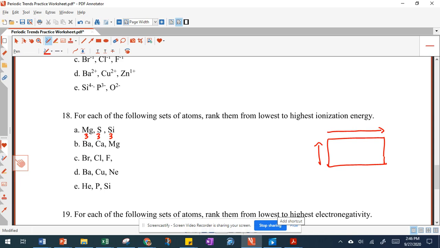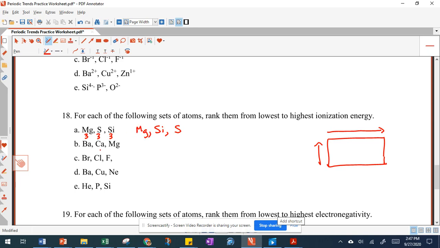So here we notice that sulfur is furthest to the right. So of the 3 of those, that's going to have the highest ionization energy since it has the most protons in the nucleus. So it could pull those electrons in more, so it'll take more energy to remove them. Silicon will be the second highest, and magnesium will be the lowest.